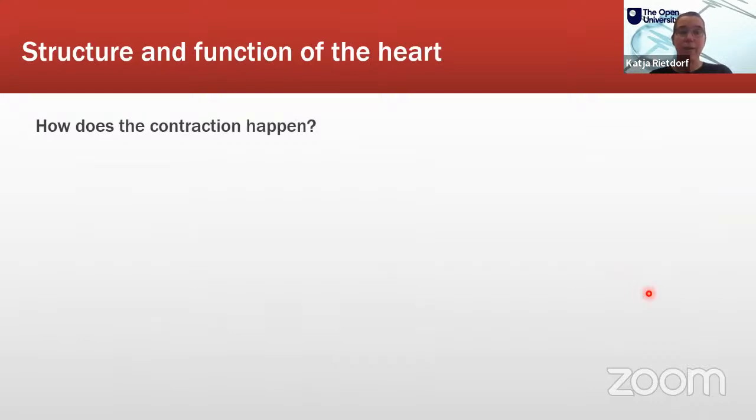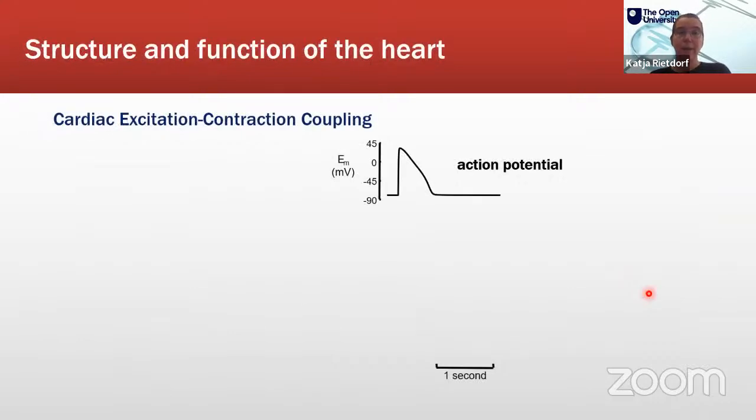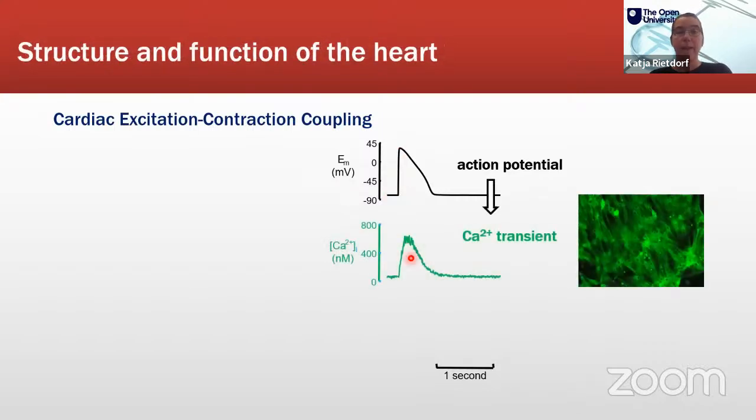So how do these muscle cells contract? Here you see a graph that illustrates an action potential, so the electrical signal coming, for example, from the SA node. On the y-axis, you see the membrane potential in millivolts. Once an action potential arrives, the membrane depolarizes, and as a consequence, you see an increase in the intracellular calcium concentration. Here on the y-axis, you see the calcium concentration in nanomolar, and on the x-axis is the time.